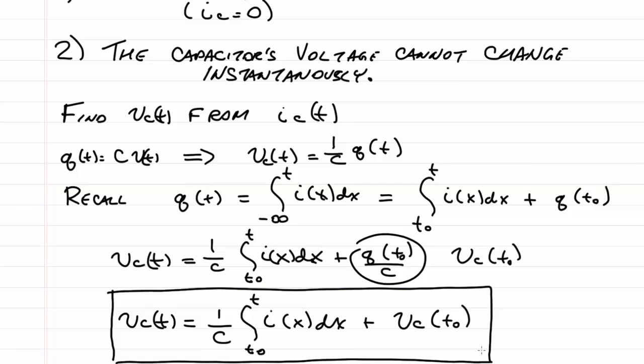In many cases, we'll find that the initial charge on the capacitor is 0 or the initial voltage is 0, and the equation is simply the integral of the current from the start of the time of interest to the time that we want to know the voltage. We'll turn now to a quick example to see how to use these equations.